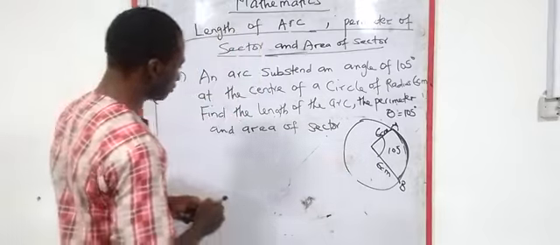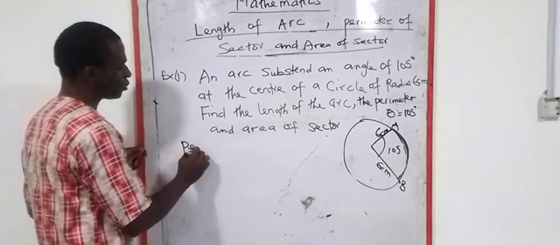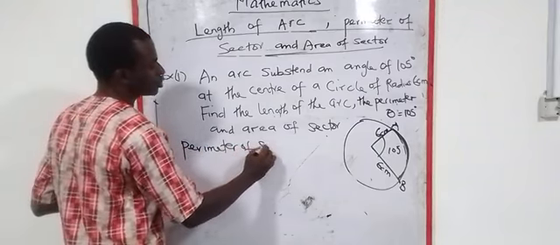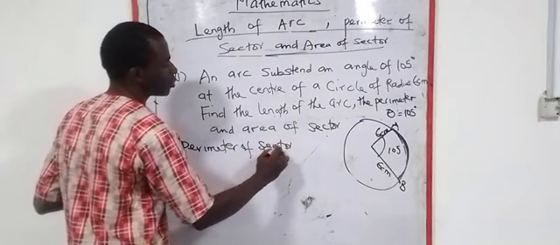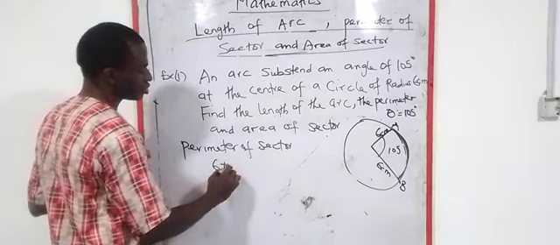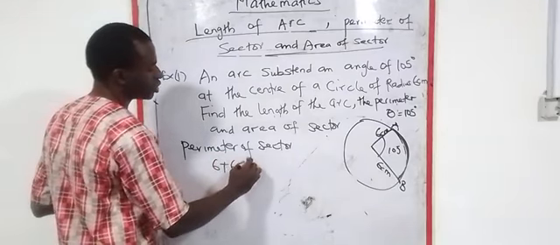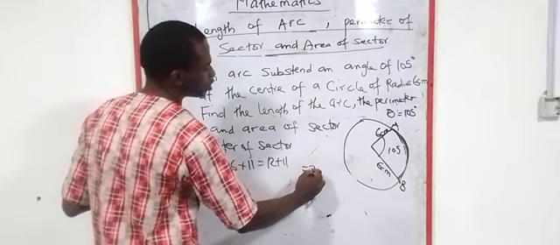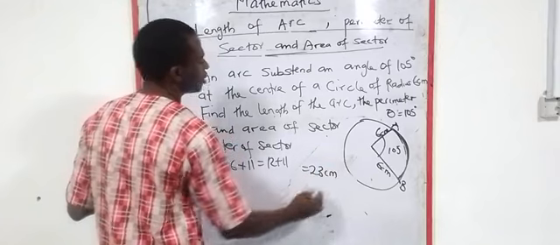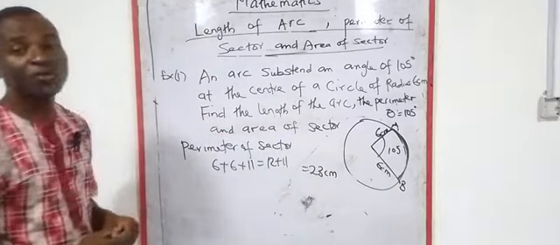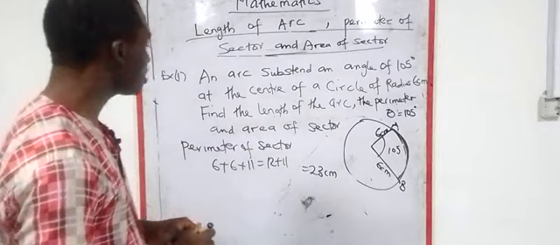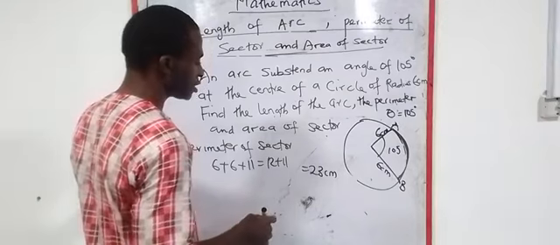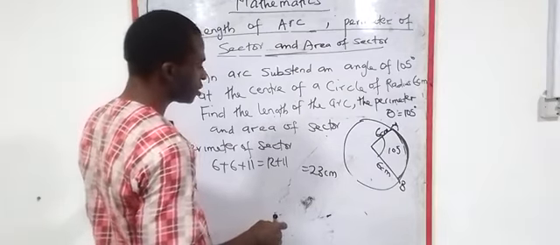So what we have done is that the perimeter of the sector is now equal to 6 plus 6 plus 11. That will now give us 12 plus 11, which will give us 23 centimeters. So the perimeter of the sector, as you can see here, is very simple. It is 23 centimeters.